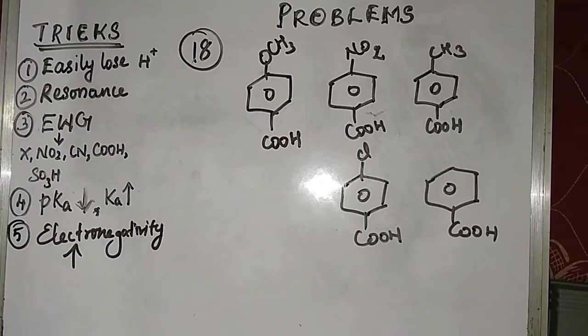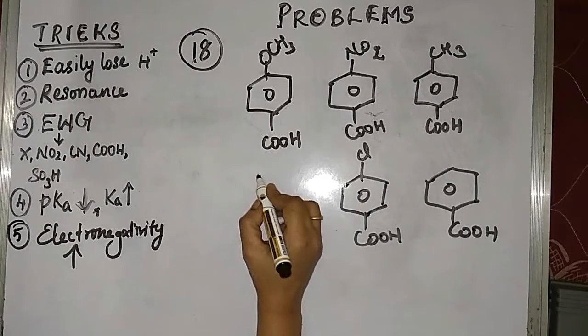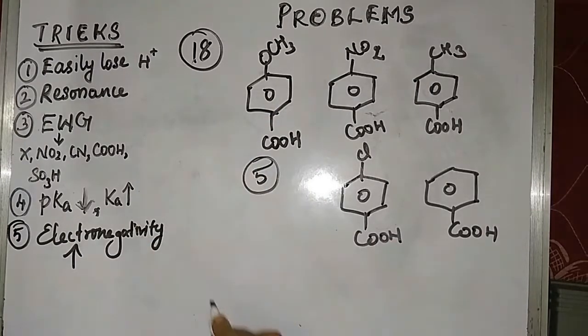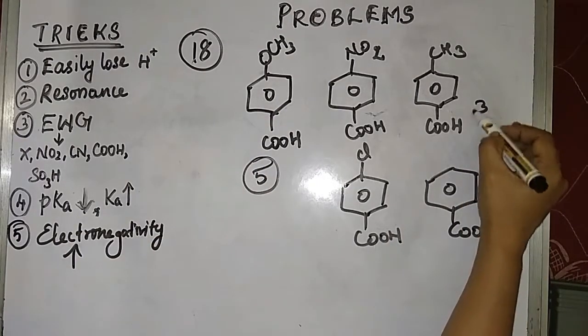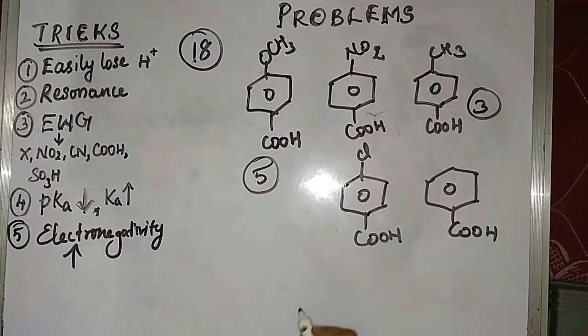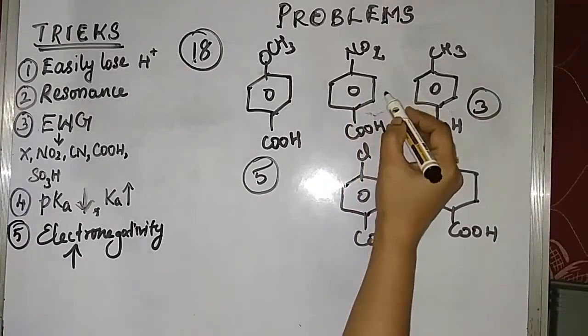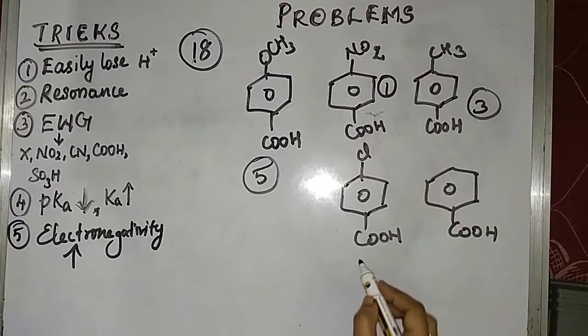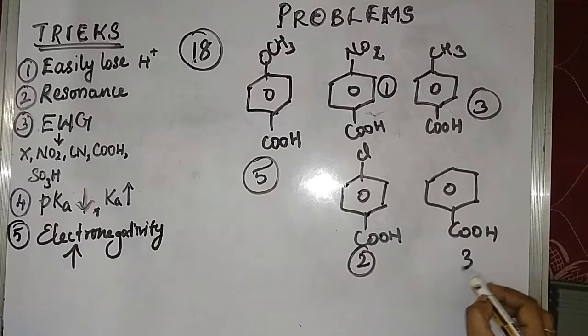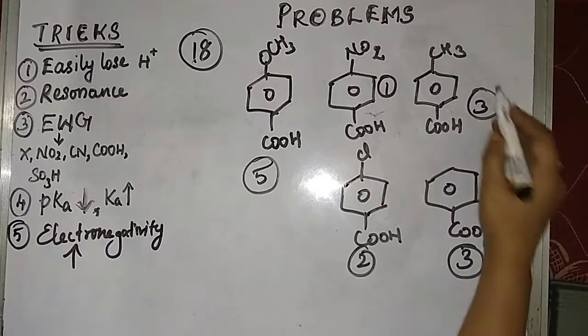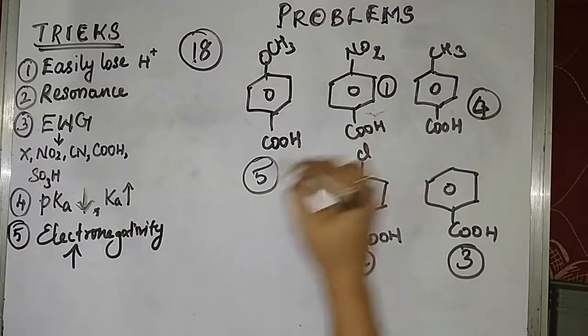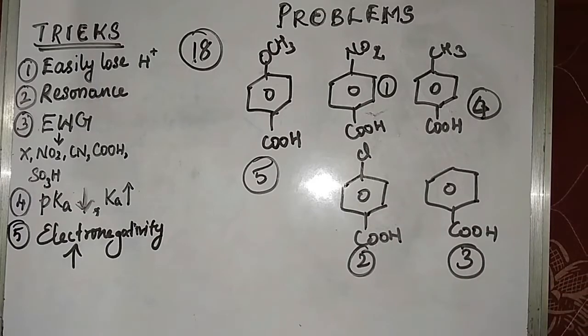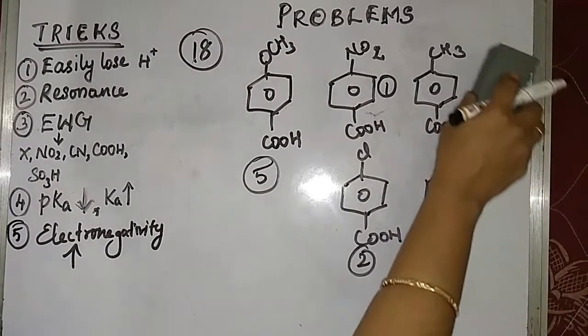Now we need to compare. As I said in the earlier case, this goes to the last. Five compounds are there, this goes to the last. And next to that, this will come, third one. And first, if the nitro group is there, this is the first one. And the second one, this one. Third one, only benzoic acid. So this is the order: 1, 2, 3, this is the fourth one, and this is the fifth one. Okay, clear? And next one, 19th.